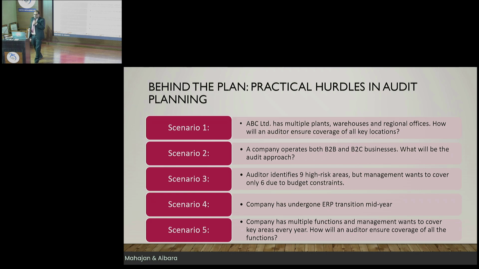Now, see, at times when we do the audits, we identify and prepare the plan, and we identified there are 9 audit areas. But the management says that you need to cover only 6. I won't be able to allow you to cover 9 areas, right? But all these areas are critical, correct? What do you do in those situations? Is there a solution?